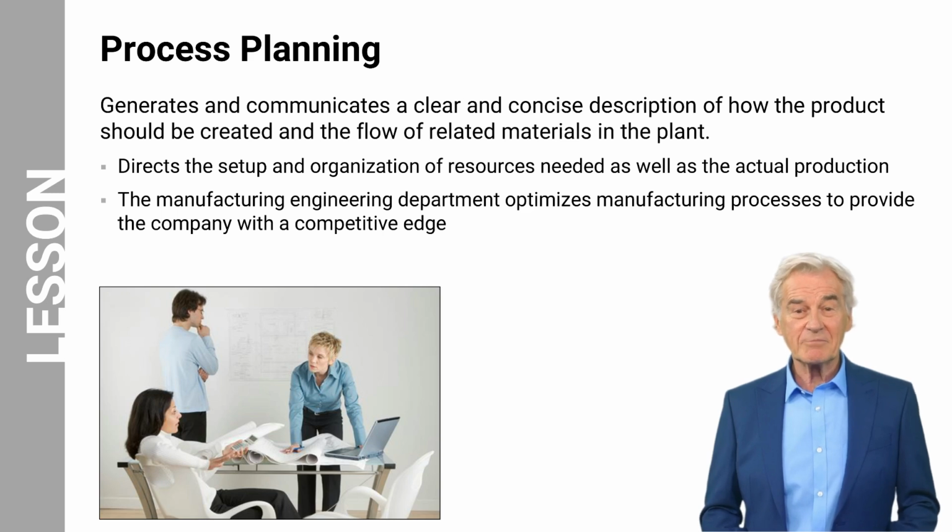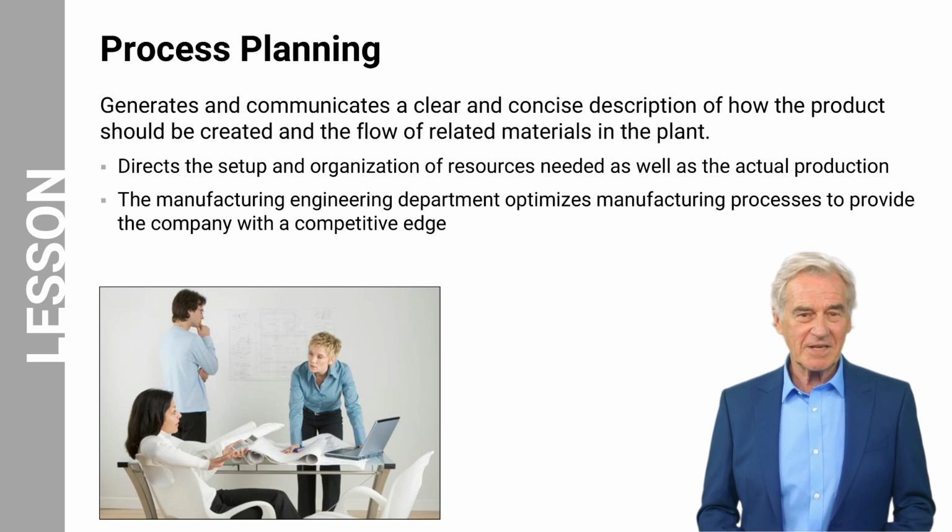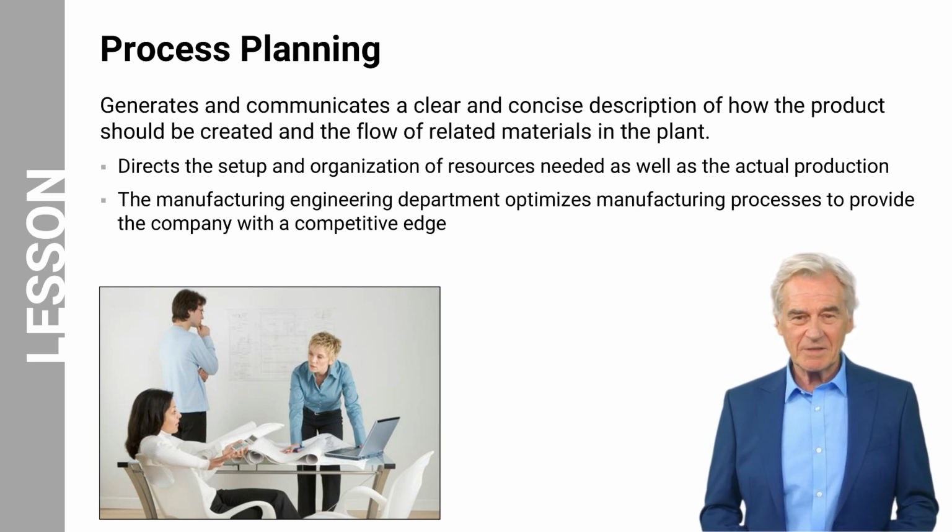Process planning is a very important step in manufacturing, the objective being to generate and communicate a clear and concise description of how the product should be created and the flow of related materials in the plant. Process planning should be the first responsibility of the manufacturing personnel, as it directs the setup and organization of resources needed and formulates the actual production processes. In some instances, process planning might even influence the shop's design or layout. The manufacturing engineering department aims to optimize processes to give the company a competitive edge in production.